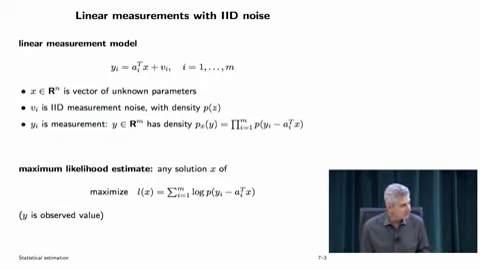Let's do linear measurement modeling. So here, x is a vector of unknown parameters, and we have linear measurements. So we have y_i, it's a scalar, it's a linear function of x plus a noise, right?